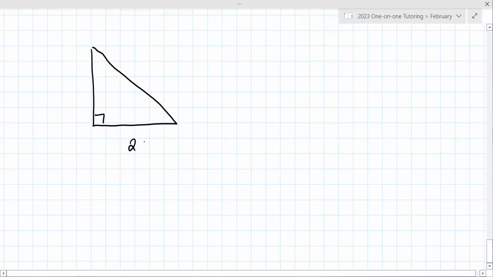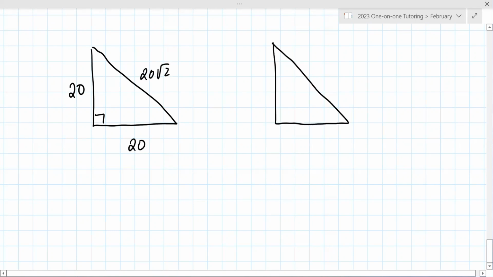Let's say the leg is 20 and the other leg is 20. How do you get the hypotenuse? The leg is 20, and I told you it's 20 square root of 2. That's right. Now, let's say it's 9 square root of 2, 9 square root of 2. How do you go from the leg to the hypotenuse?